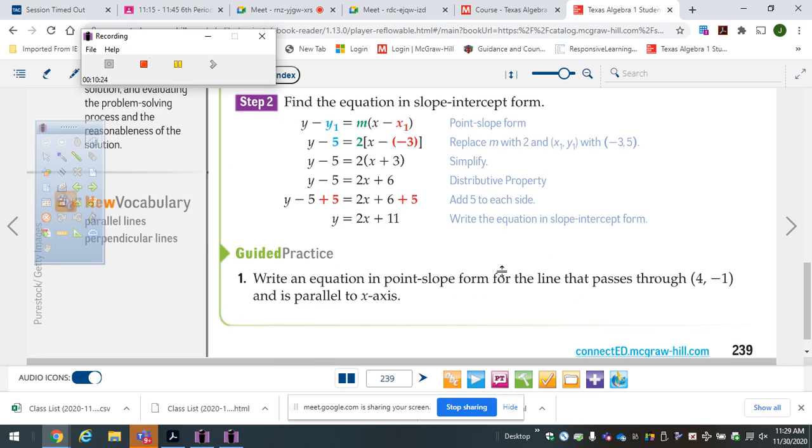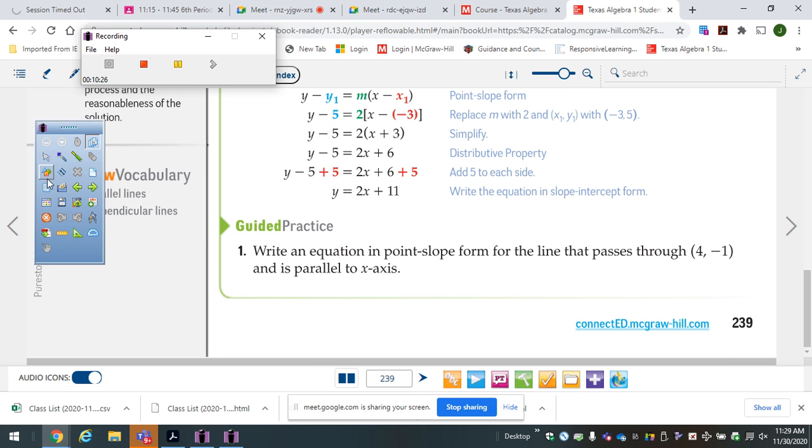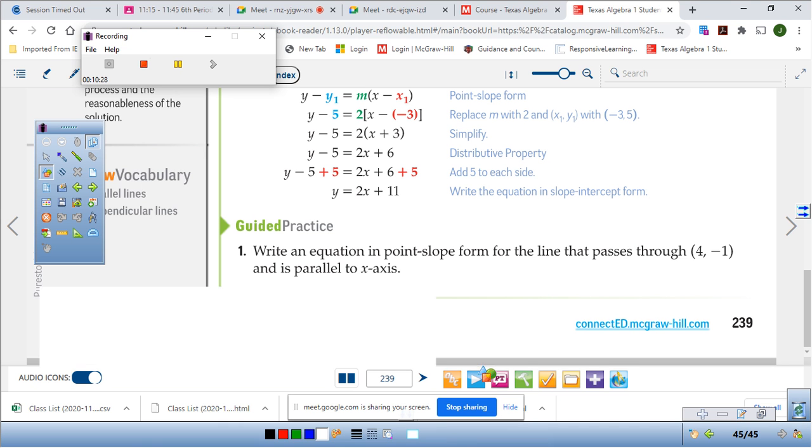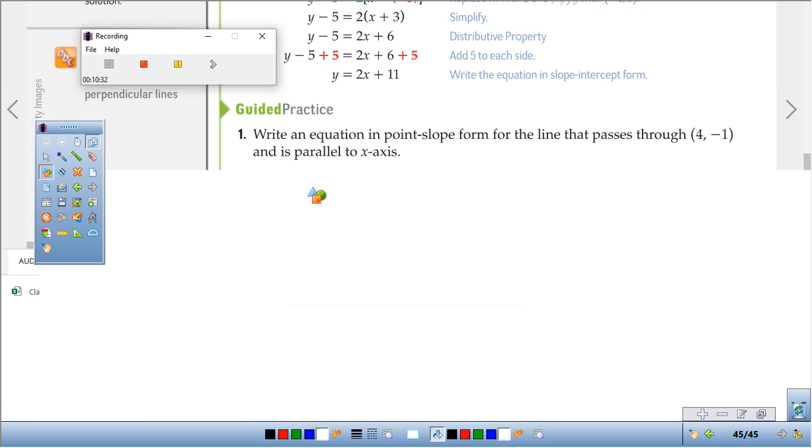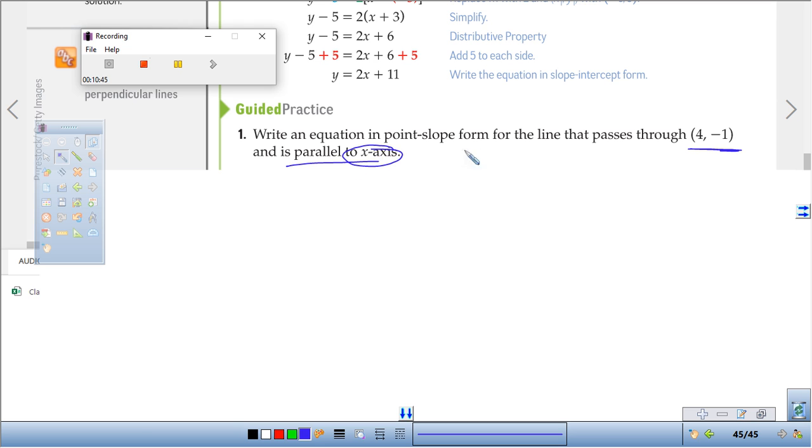Okay, let's move up. Let's practice one on our own. Ready? On our own, together. How about that? We'll do that. Okay, write an equation in point-slope form, remember that, for the line that passes through this and parallel to the x-axis. Write that down, guys. Shoot, write that down.